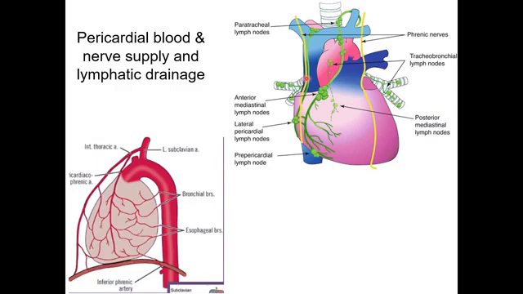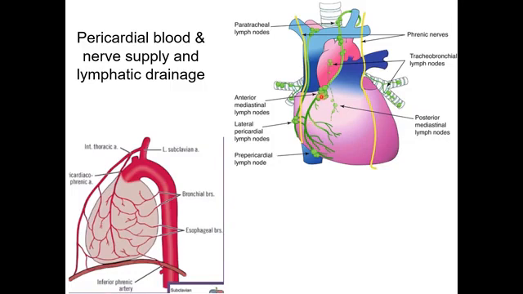The nerve supply of the fibrous and parietal pericardium depends on these two nerves, the phrenic nerves, coming from C3, C4, C5. In the previous lecture we said they run in close relation to the heart, the right one on the right atrium and the left one on the left ventricle. So they supply the fibrous and parietal pericardium and bring sensory information from them.